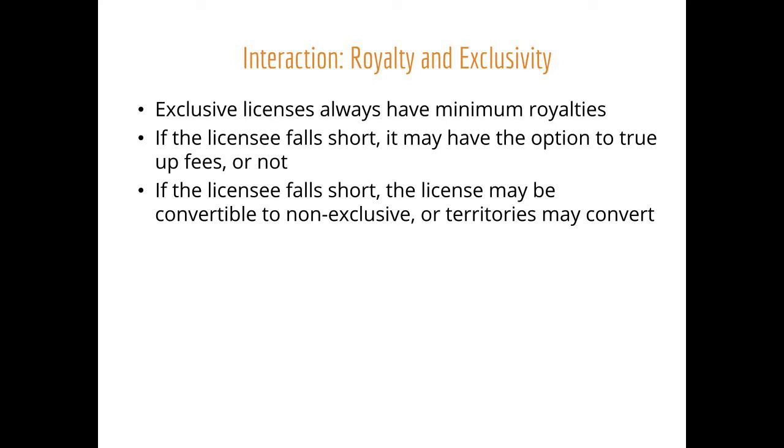But sometimes the licensor won't allow this because they're concerned that if the licensee is failing to meet minimum royalties, the licensee hasn't worked hard enough to develop a market for the materials or products. Also, if the licensee falls short of minimum royalties, another possibility is that the agreement is converted to a non-exclusive relationship, or perhaps this can happen territory by territory or market by market, so that the licensor can step in to exploit the market on their own or allow other licensees to do so. Or sometimes the agreement simply terminates.